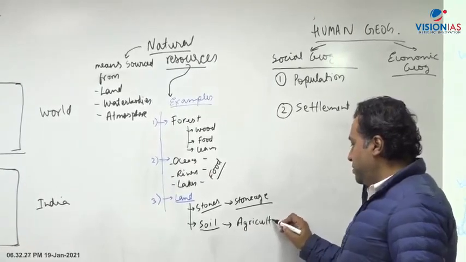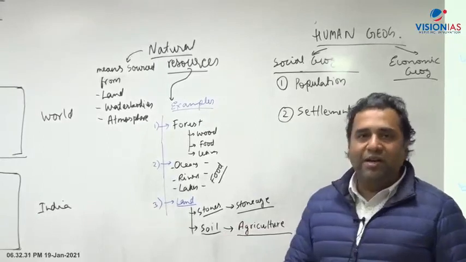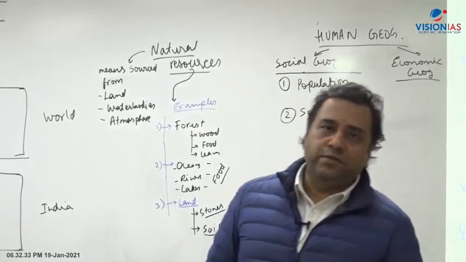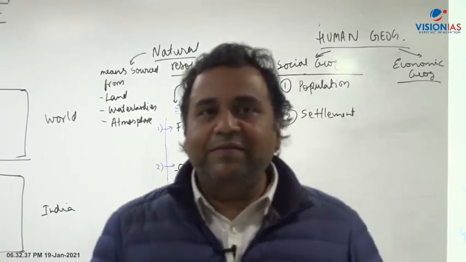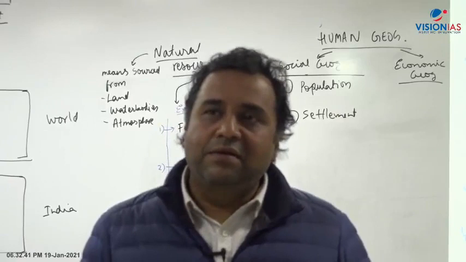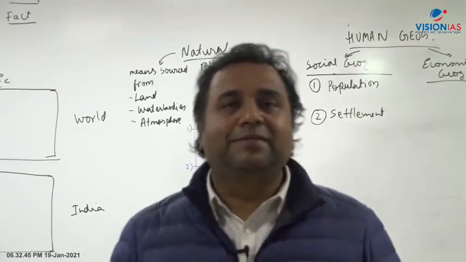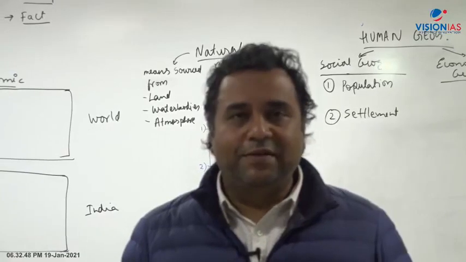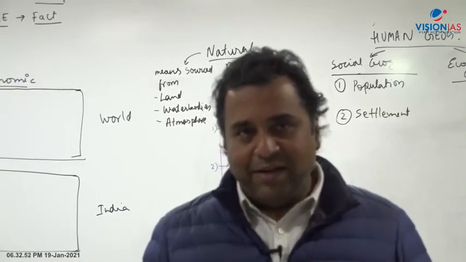Agriculture. So agriculture evolved when we started using soil as a resource. Soil is also a natural resource. And what does agriculture give? Agriculture gave us settlements, villages, hamlets. A hamlet is a small village. So hamlets, villages, right? Agriculture.